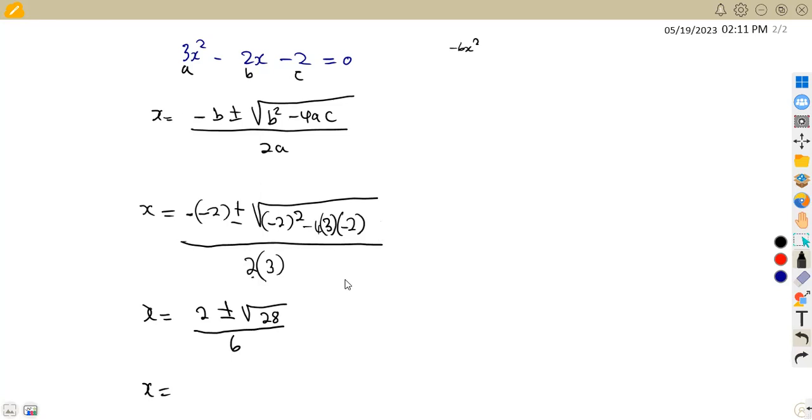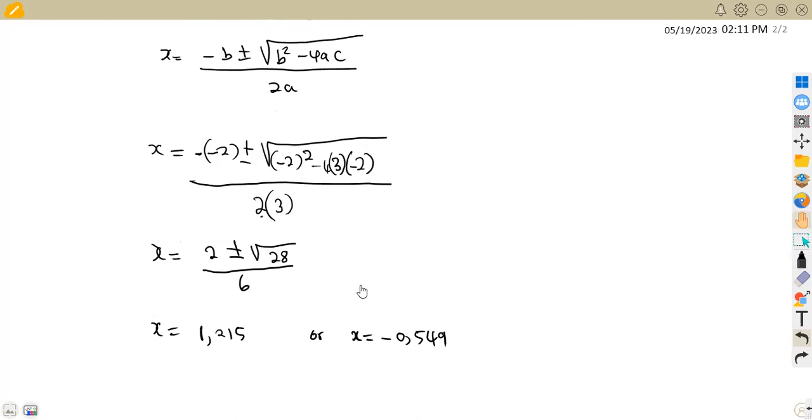So from here, if you are to find from the plus, our x is going to be 1.215 to 3 decimal places, or x is going to be, from this negative, we are going to obtain negative 0.549 to 3 decimal places. Okay, so these are the values of x that you are obtaining from solving.